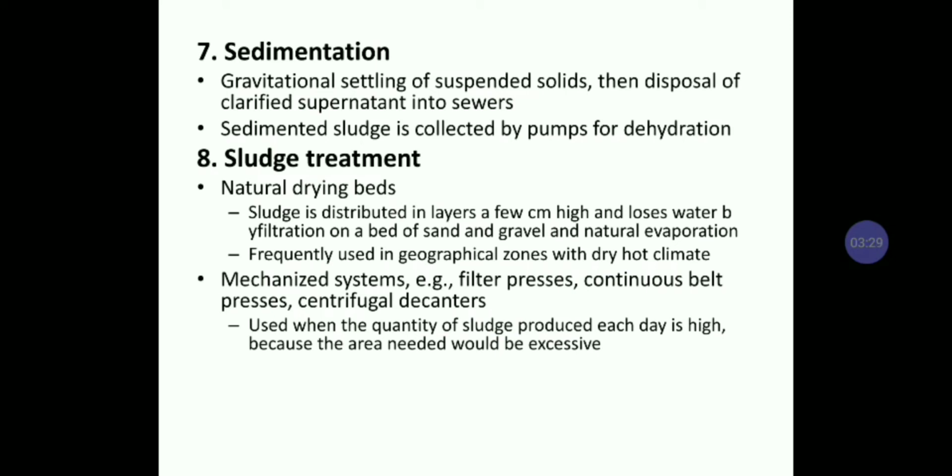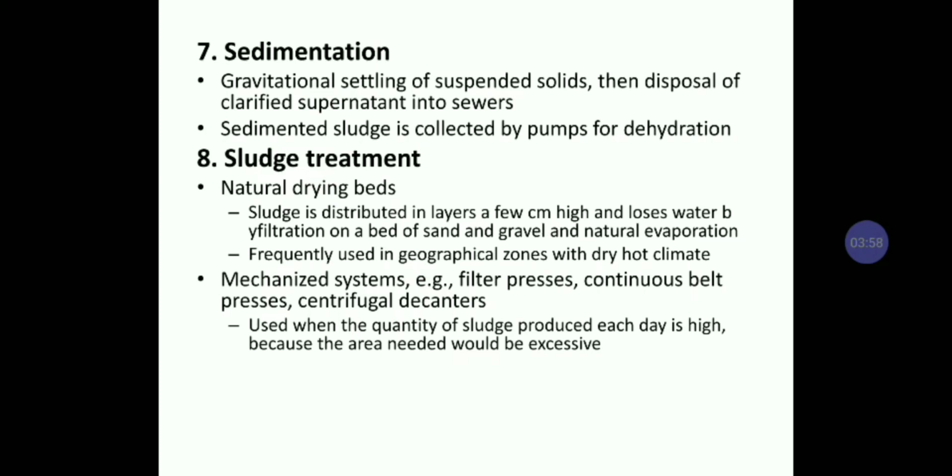The gravitational settling of suspended solids, then disposal of the clarified supernatant into the sewers. Sedimented sludge is collected by pumps for dehydration. And the eighth one is sludge treatment. We use natural drying beds and mechanized systems such as filter press, continuous belt press, centrifugal decanters, etc.